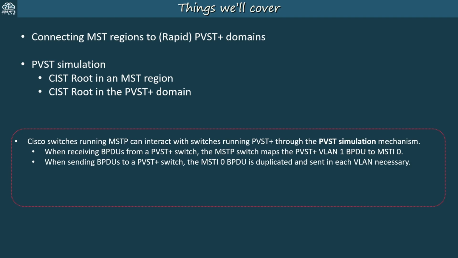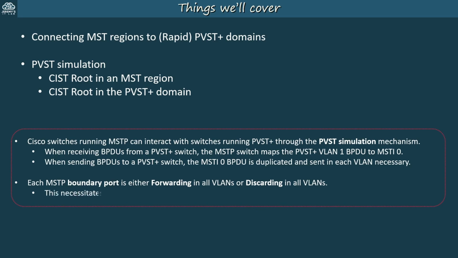As we covered in the previous videos, only MSTI 0 is used when interacting with switches outside of the MST domain. This means that each MSTP boundary port, a port that connects to a PVST+ switch, is either forwarding in all VLANs or discarding in all VLANs. They can't maintain a separate state for different VLANs. And this necessitates a couple of rules that must be followed to avoid loops in the LAN. Okay, these are some of the key points we'll cover. Let's get started.